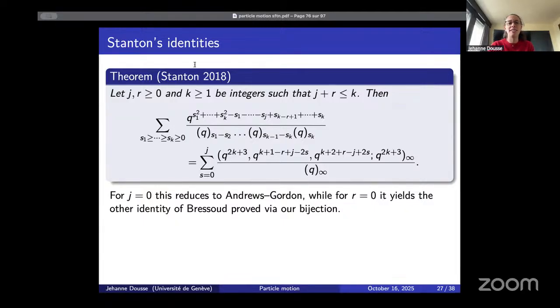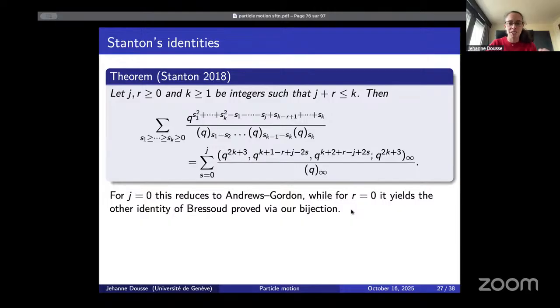So for example, let's see this identity of Stanton, quite recent, which he proved not combinatorially at all. It was purely analytically. And as you can see here, again, we have some minuses in the power of q. So again, this one would need to have the frequency 0 to be able to be proved. So this is a generalization of Andrews-Gordon. If you plug j equals 0 in this, you get Andrews-Gordon.